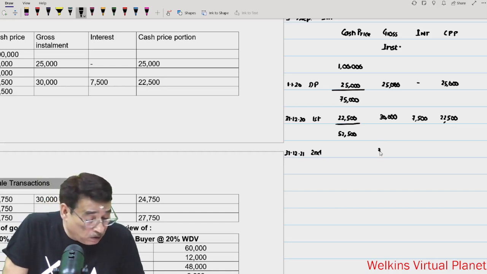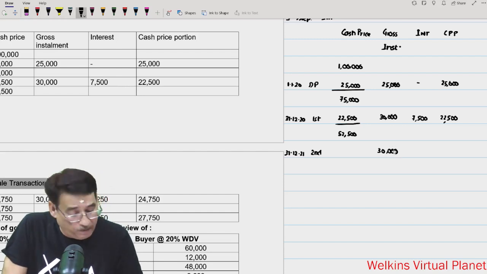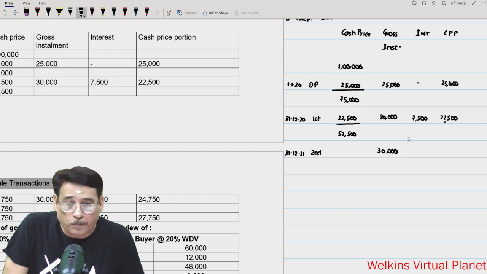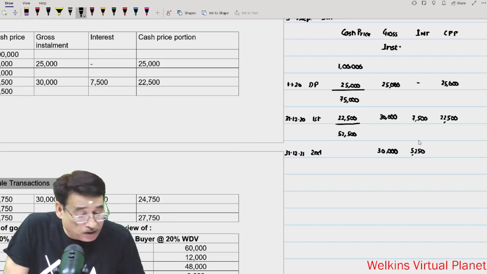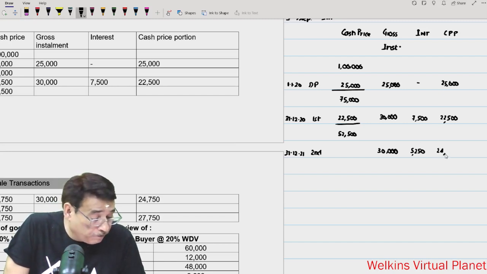Under the second installment, again, we are supposed to pay 30,000. Now, how much out of 30,000 is the portion of interest? We will compute 10% of 52,500. That is equal to 5,250. Now, you subtract 5,250 from 30,000 to get 24,750. This is your cash price portion.